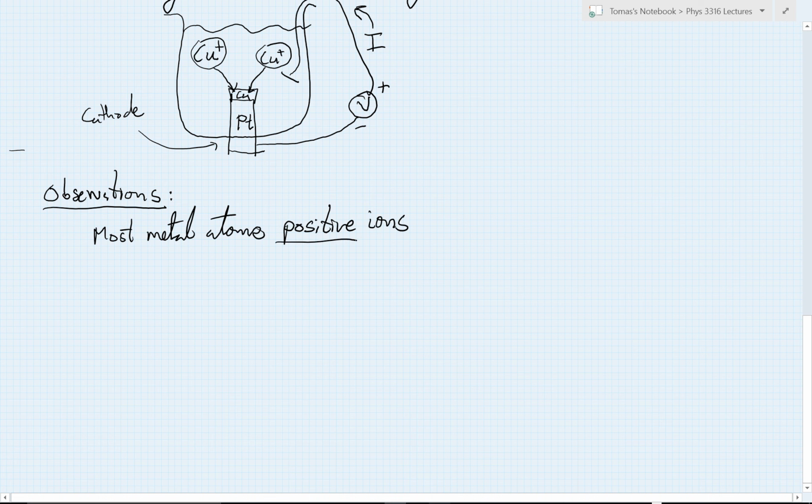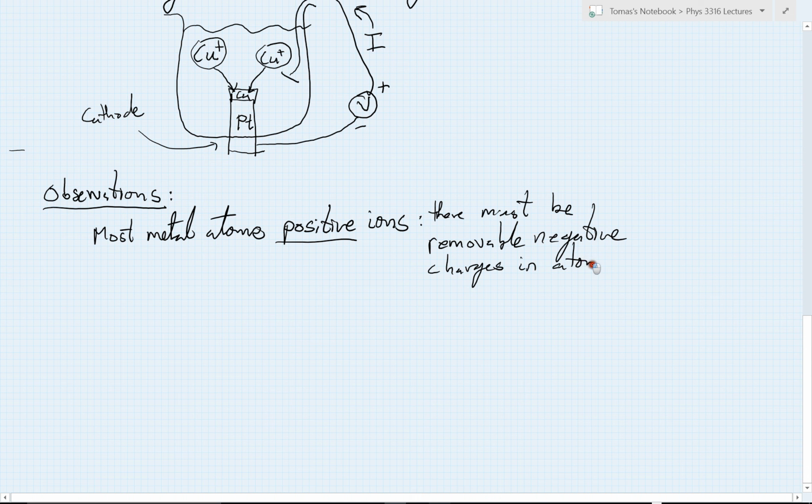And because those are positive ions, what it seems to indicate is that there must be removable negative charges in atoms. Well, that's certainly a very interesting fact. So there's some component of these atoms that we can remove from them to form our ions. Okay, that's one of these key observations.